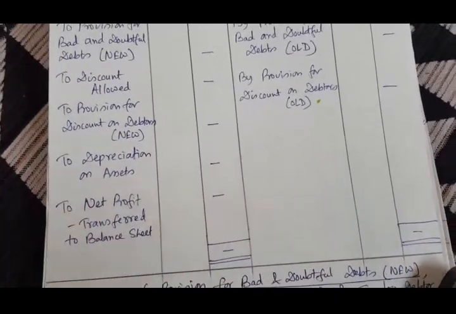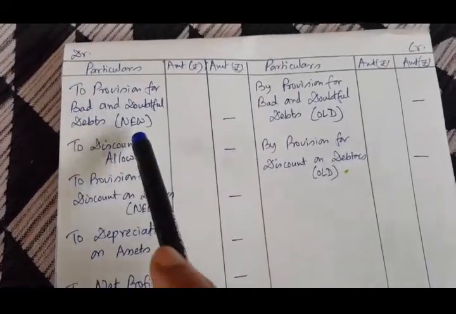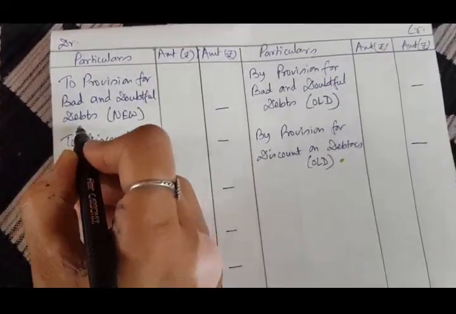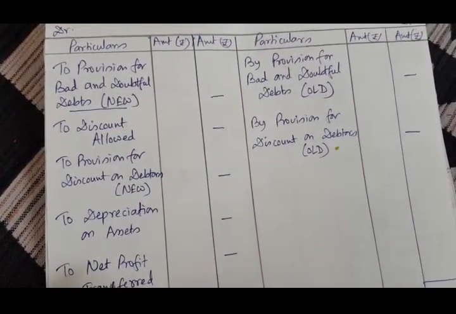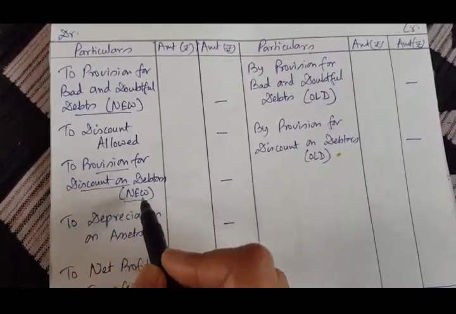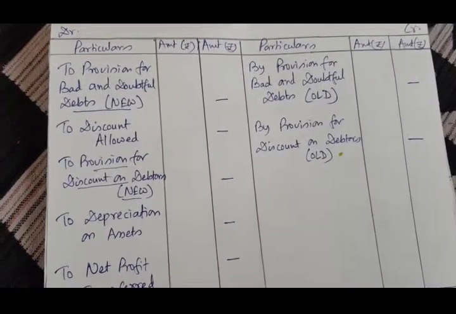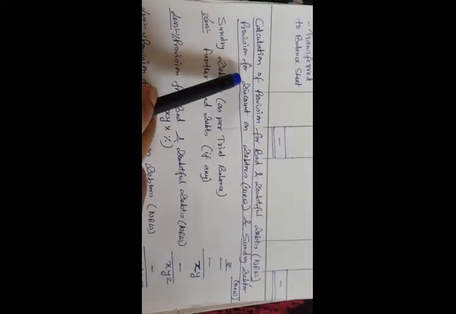Now I will tell you a very important thing, how to do the calculation of these two, that is new provision for bad and doubtful debt, and provision for discount on debtor new. How to calculate this is very important. Now look at the calculation part. See here what I have written: calculation for provision for bad and doubtful debt new, provision, you can write reserve also, reserve for discount on debtors new, and sundry debtor new.